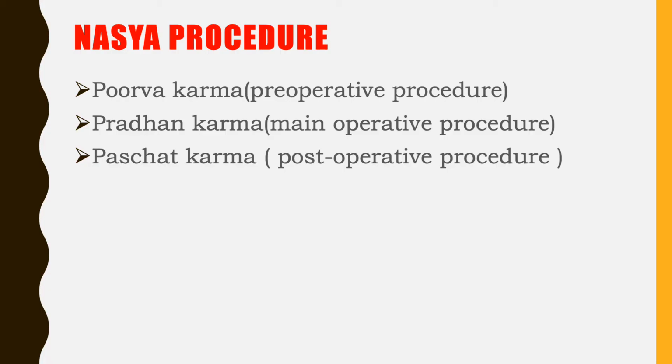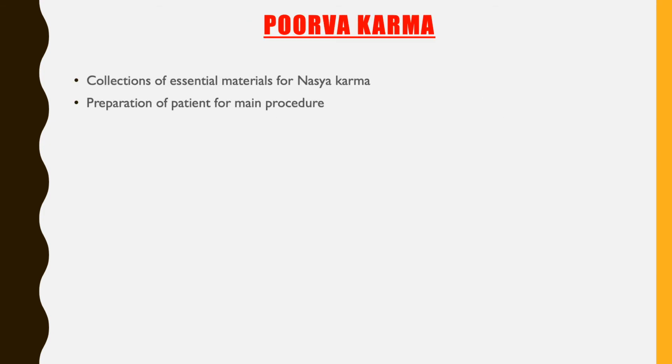Now Nasya procedure. The whole Nasya procedure can be classified into three major parts. First one is Purva Karma or pre-operative procedure. Second one is the main operative procedure or Pradhan Karma. Third and last one is Paschat Karma or post-operative procedure. In Purva Karma, we should collect the essential materials for Nasya Karma and prepare the patient for the main procedure.